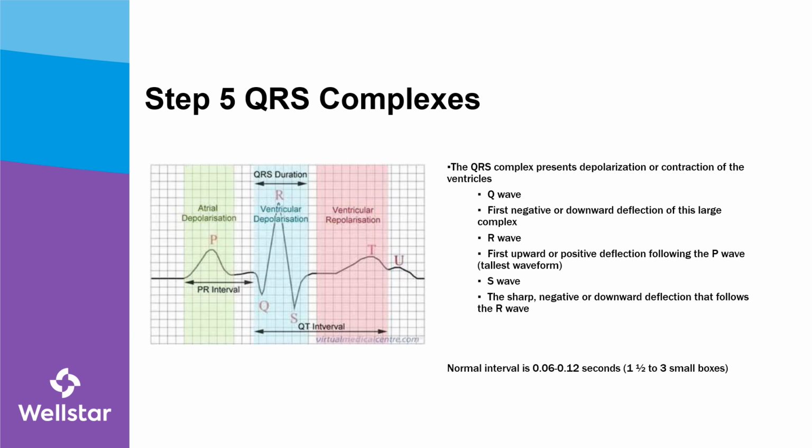And step 5, the QRS complexes. The QRS complex represents depolarization or contraction of the ventricles. The Q wave is the first negative or downward deflection of this large complex. The R wave is the first positive deflection following the P wave, or the tallest waveform, and the S wave is the sharp negative or downward deflection that follows the R wave. The normal interval is 0.06 to 0.12 seconds, or 1.5 to 3 small boxes.